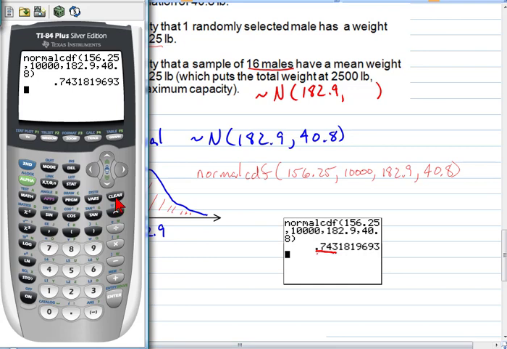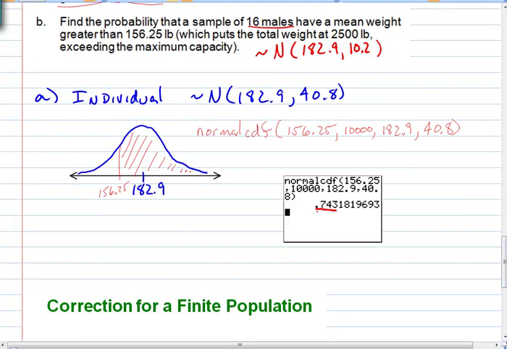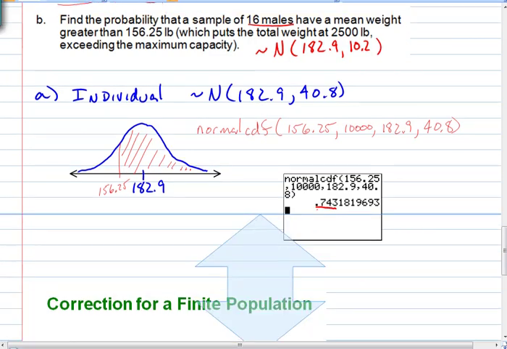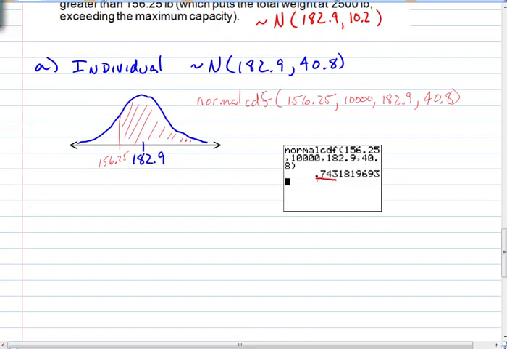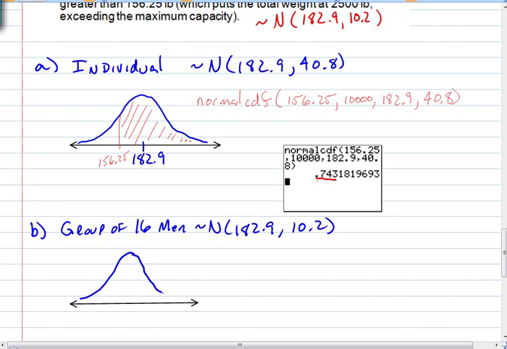Standard deviation there is going to be the 40.8 divided by the square root of 16, and this is going to be 10.2. So that means we're going to be shrinking this distribution in a lot. For part B, we draw our picture. What number goes in the middle? And we're still looking for the 156.25. Only our standard deviation is much smaller. And we still want to shade to the right. Please understand, these pictures are not drawn to scale.